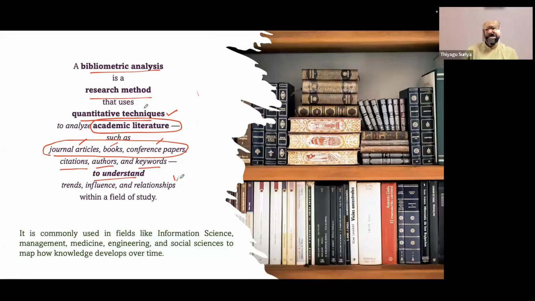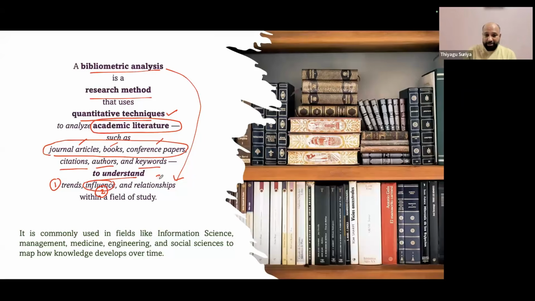The answer here is to understand the trends. The first one is to understand the trends: what research trends are going on, and what the influence is. Influence is nothing but who is the influential author, which is the influential paper, which affiliations and which countries are dominating this kind of research area. For everything, we can find out through this kind of bibliometric analysis.